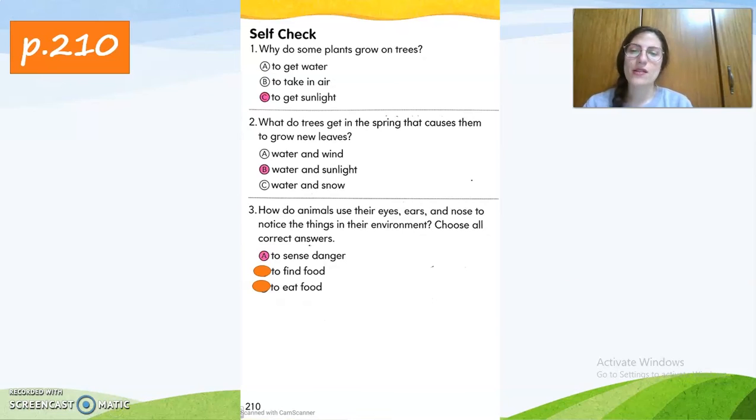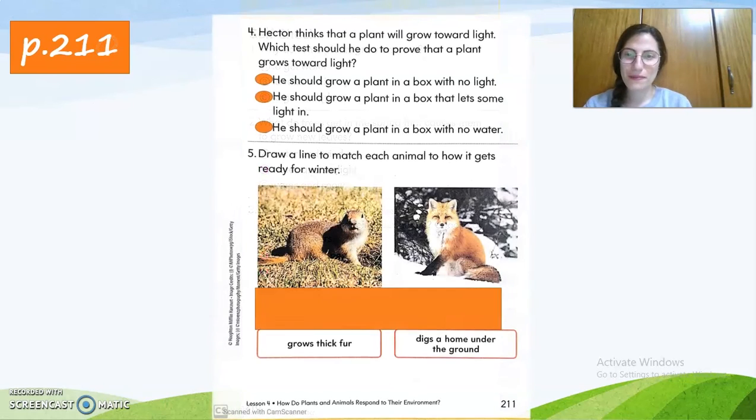Correct! It is A, to sense the danger, and of course it is B, to find the food. They use their eyes, ears, and nose to find the food, but of course it's not C. They don't use eyes, ears, and nose to eat the food, okay? So they use their eyes, ears, and nose to sense the danger, to check if there is any danger coming from far away to protect themselves, and to find their food. But of course not to eat the food. Clear? Can you eat the food with your eyes? Of course not. Let's move on.